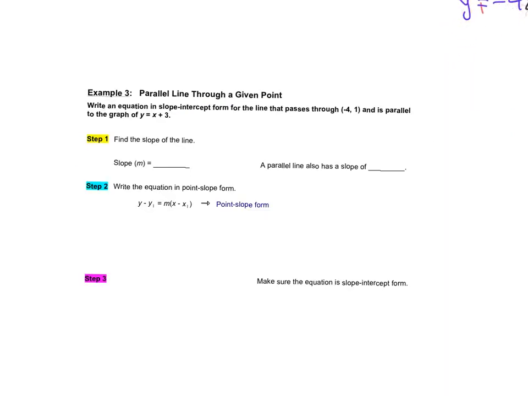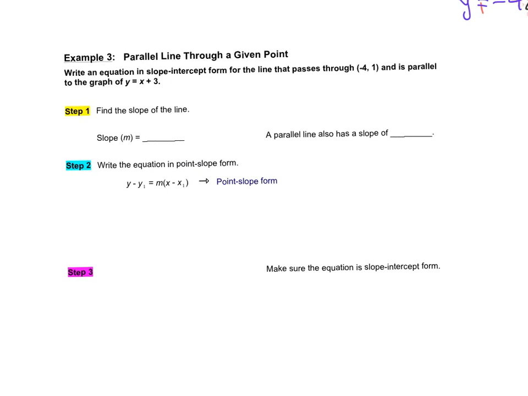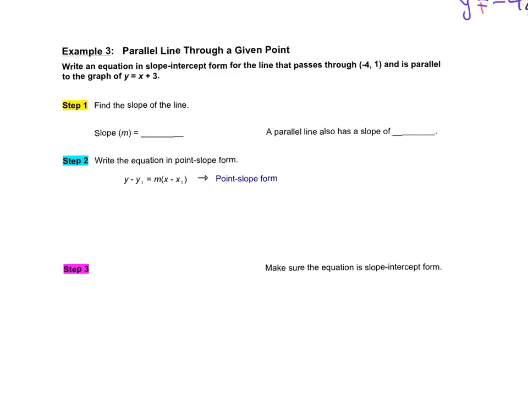The next group of questions that you are going to have to go through is when they ask you to write an equation in slope-intercept form. We know slope is m, intercept is b, so that means the equation is y equals mx plus b.